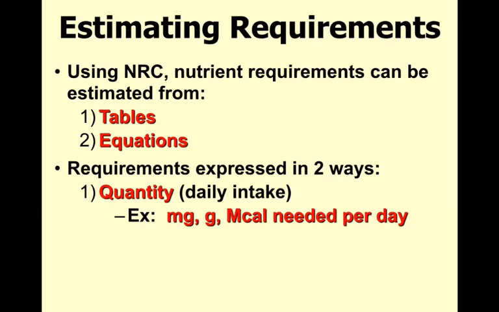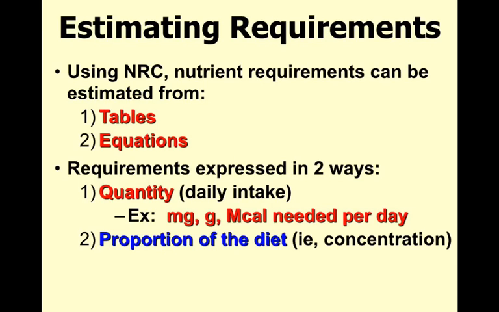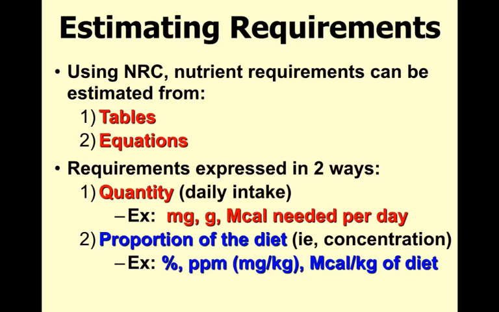The second method is through proportion of the diet, or concentrations. This is where we talk about percentages, parts per million, which is the same as milligrams per kilogram, but this is some sort of a concentration of the diet. And so we will be working through examples that deal with both quantity and proportions. And so we will work through the two different methods of expressing nutrient requirements.